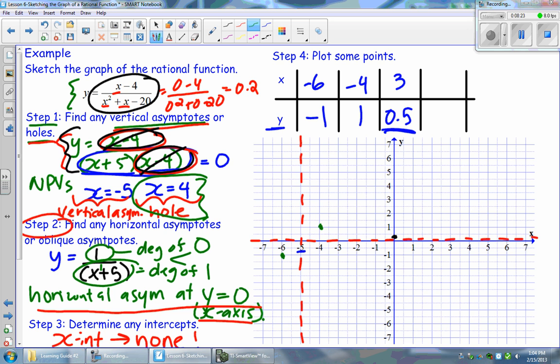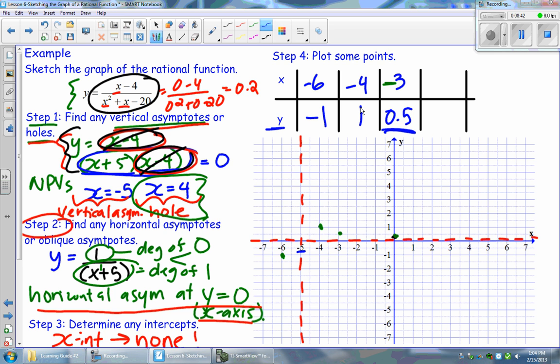+3.5. So that's going to be, oh, this should have been negative. Sorry about that. So it's -3.5. And that's going to be about here. Okay, so we have some points on the graph. So 1, 2, 3, and don't forget the y-intercept. So now we're going to actually sketch this graph.